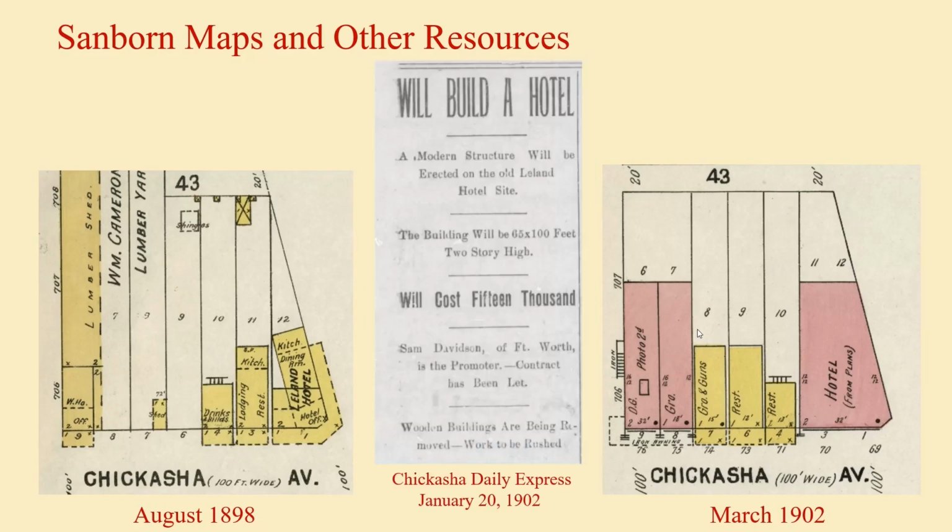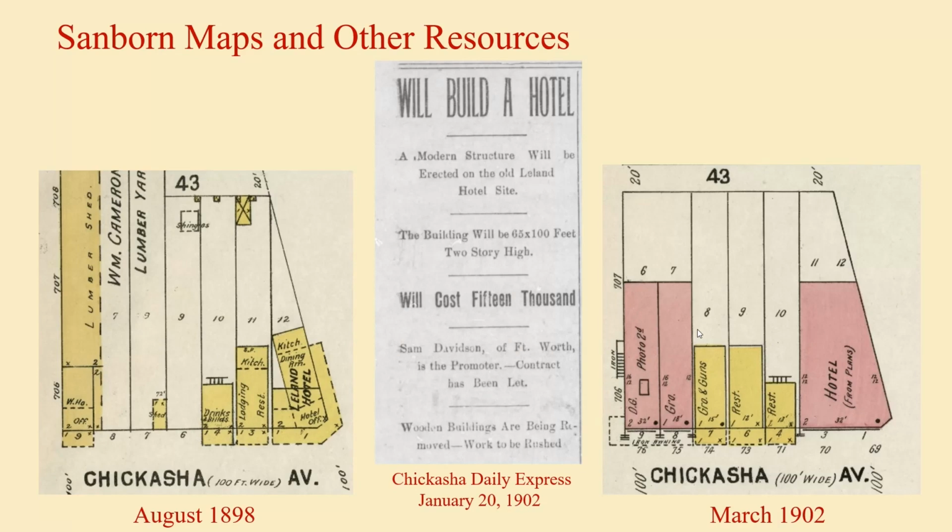And then we go forward to 1902. Newspaper says there's going to be a new hotel built on the site where the Leland Hotel was. And that was in January 1902. March 1902, the Sanborn map was published. So a Sanborn field surveyor came through here. They just started working on this building. They might have had the foundation started.